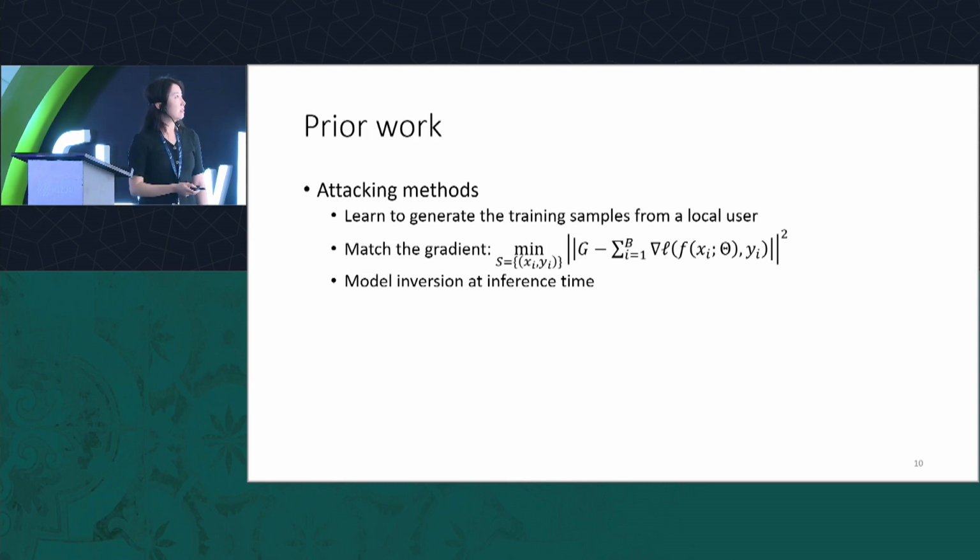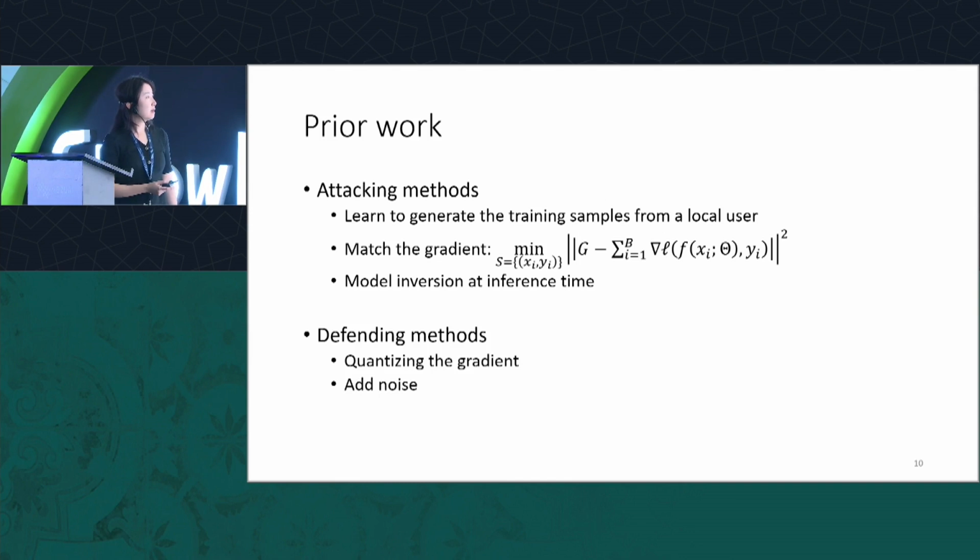Okay, there are these kinds of attacking methods, and there also exist certain defending methods, including quantizing the gradient, for example removing a coordinate in the gradient if it is small, or adding noise to the gradient. Both methods will downgrade the performance a little bit, but will potentially help us improve the privacy.